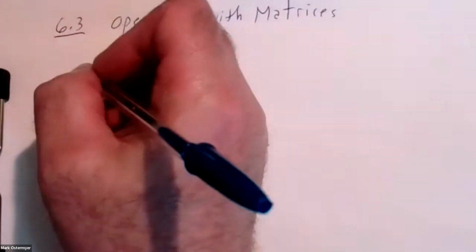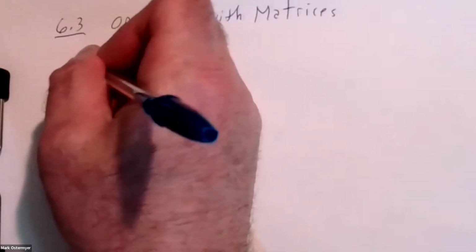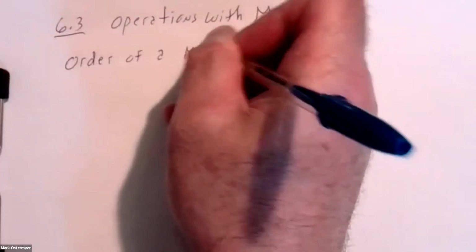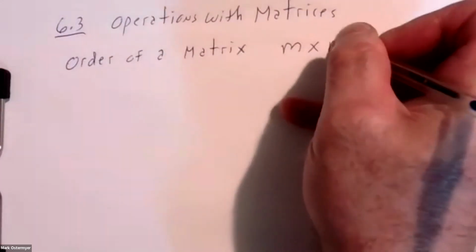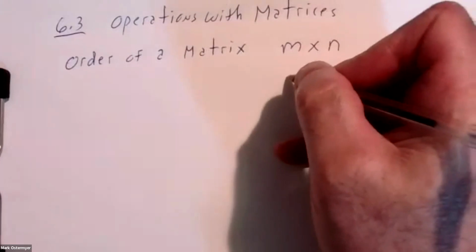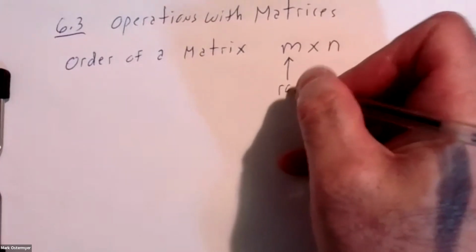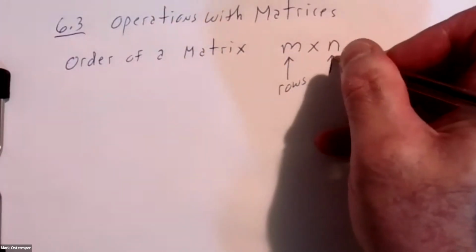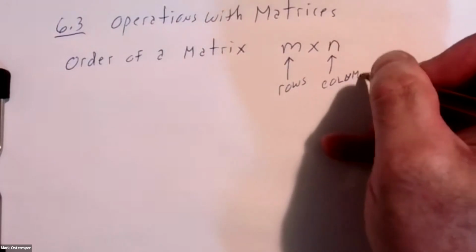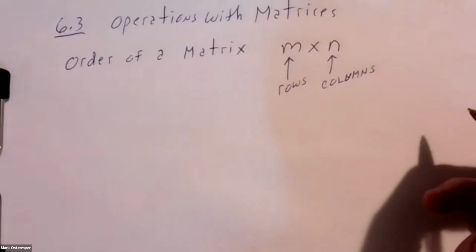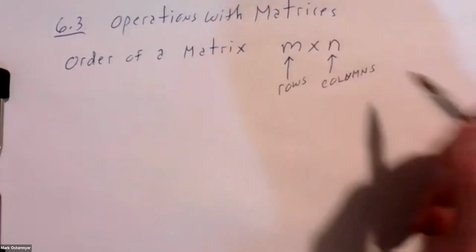All right. The first thing we're going to look at is the order of a matrix. The order of a matrix in general is m by n, where m is the number of rows that the matrix has, and n is the number of columns that the matrix possesses. M by n matrix, always the number of rows by the number of columns.